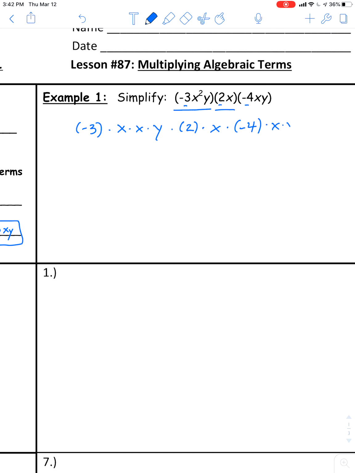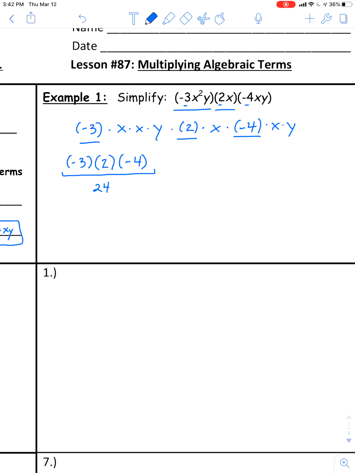Times x times y. Now let's use the commutative property to put our coefficients together so that we can see how we're going to multiply this. So I'm going to take a negative 3 times a positive 2 times a negative 4. And when I do that, I have negative 3 times 2 is negative 6. Negative 6 times a negative 4 would give me a positive 24 here.